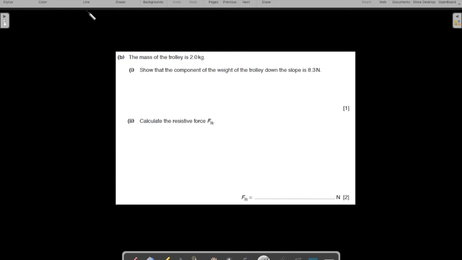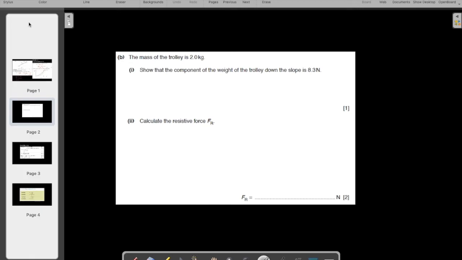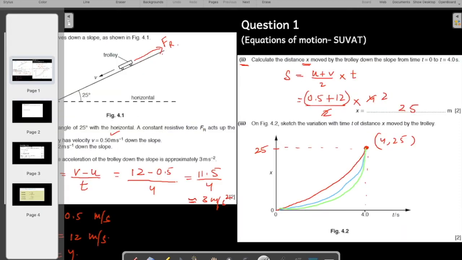Second, now the mass of the trolley is given to you. Show that the component of the weight of the trolley down the slope is 8.3 newtons. Component of the weight of the trolley down the slope. Let us understand from this. So how much is the weight vertically down? Weight vertically down would be mg. The formula for weight is mg.